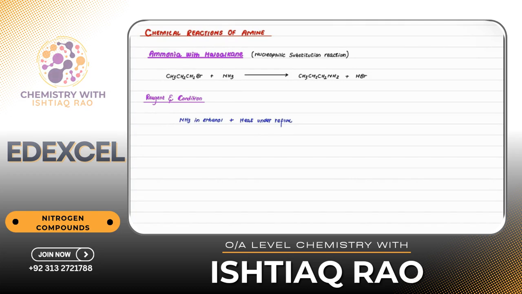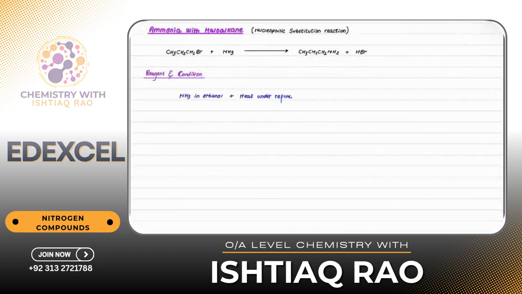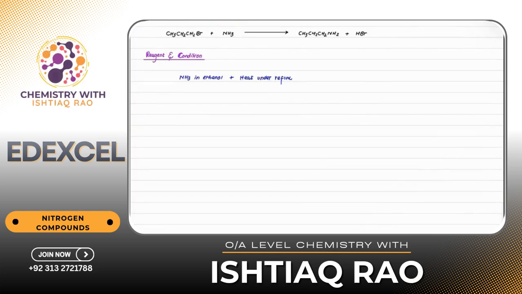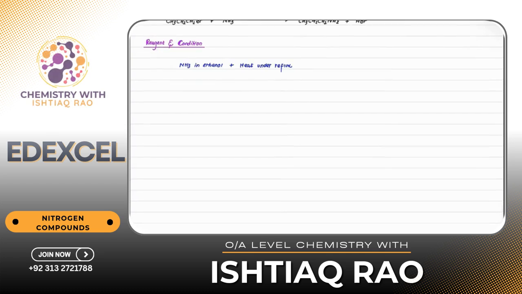So the type of reaction is a nucleophilic substitution reaction. Why am I saying that this is going to be nucleophilic? Because negative substance is reacting with the positive one. That's why it's a nucleophilic substitution reaction. Right. Okay. Then what's the mechanism?